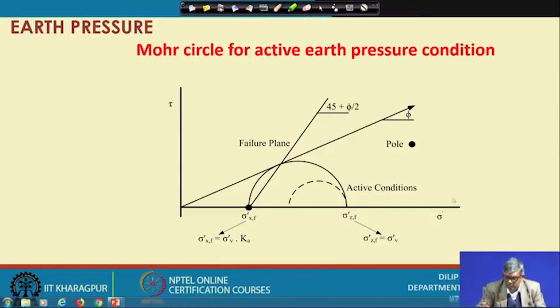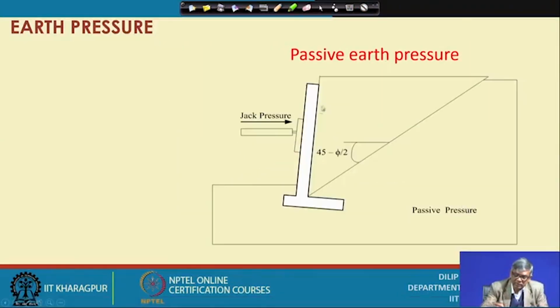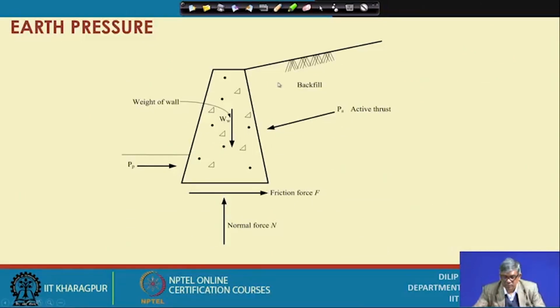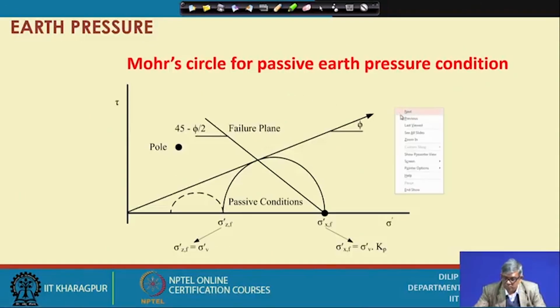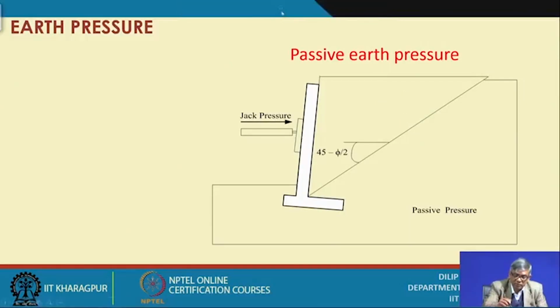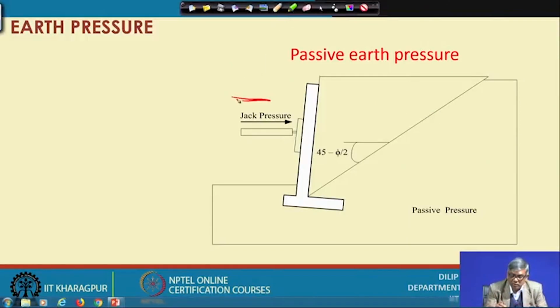Similarly, if you have the passive case, suppose this is the wall, and by some mechanism we could push the wall in this direction. Again, as in the previous case, will the entire zone of soil be affected or only a particular zone? Soil within this zone only will be affected, and how this zone is determined we will see.